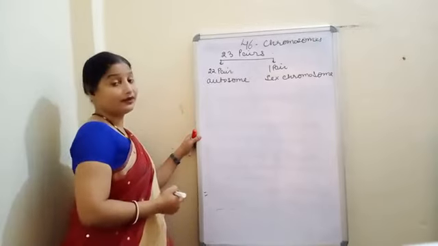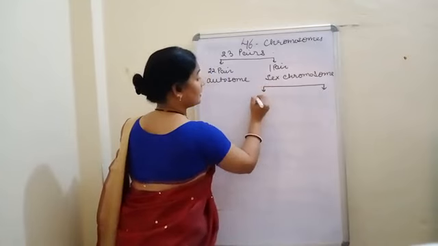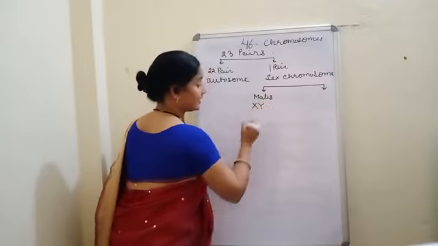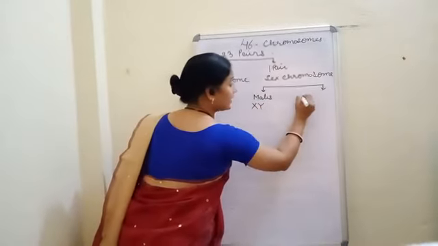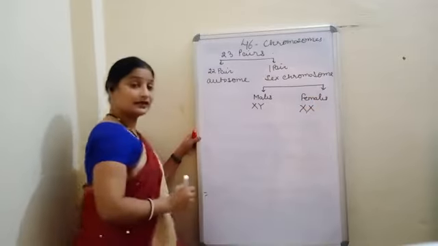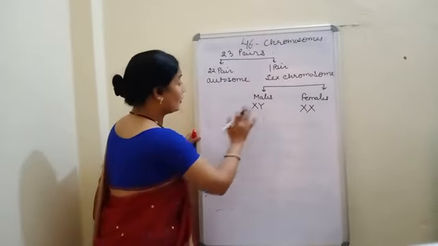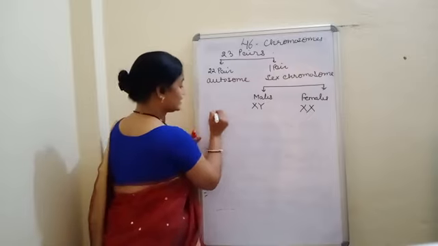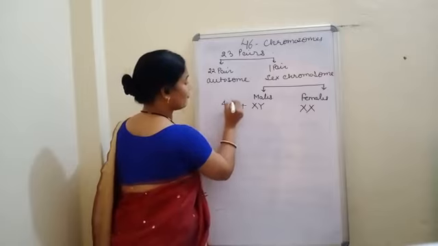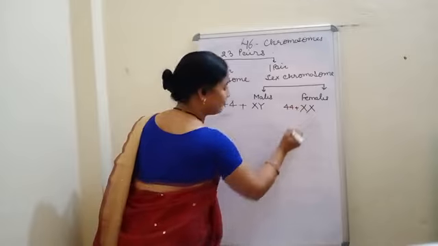Okay, one pair. In case of males, the sex chromosomes are X and Y, and in case of females, the sex chromosomes are the same. Okay, now see the same. Now what can we write? We can write, in case of males, we have 44 plus XY, and in case of females, we have 44 plus XX.